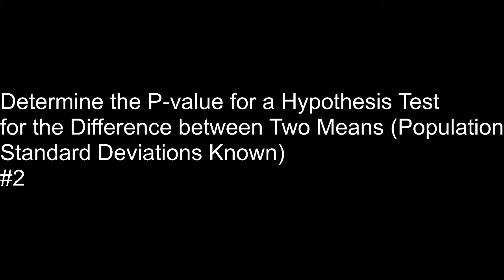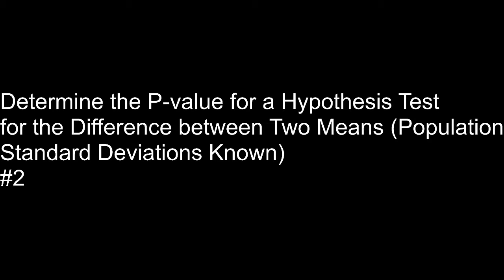This video is on the objective: determine the p-value for a hypothesis test for the difference between two means. And this is with the population standard deviations known. So if that's the case, your test statistic will be a z-score, and you're working with the normal distribution instead of the student's t-distribution.